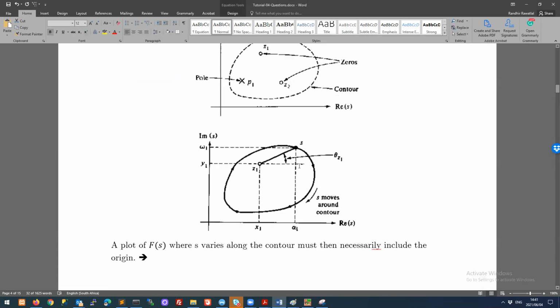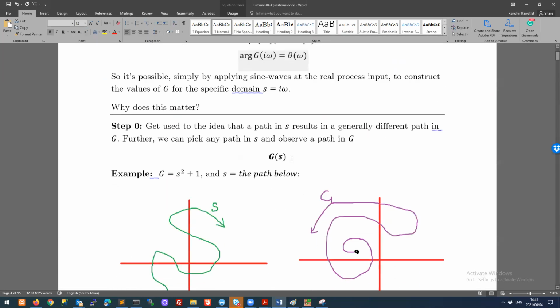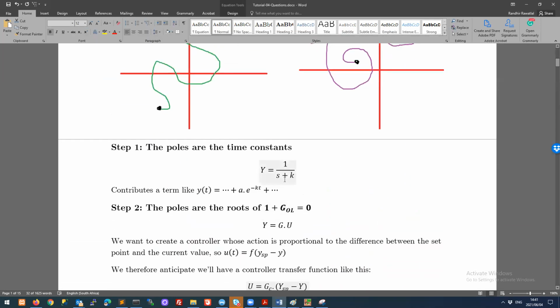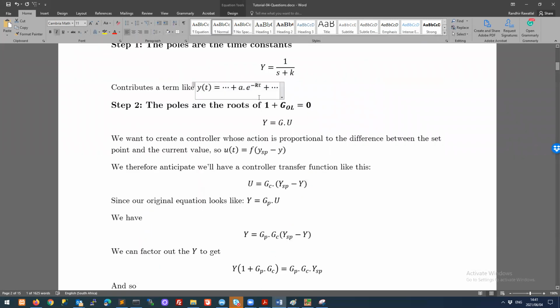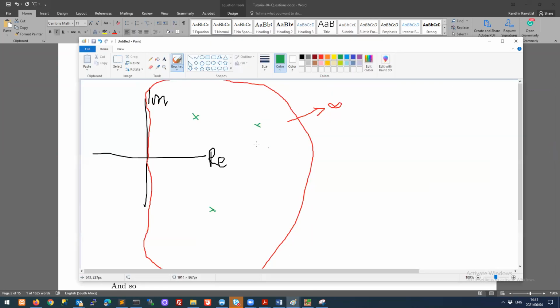And again, that all goes back to this, right? The pole of this function relates to the time constant. So if our time constant is ever a positive real number, then that means it's going to be unstable, because this term is going to become much too big. So we are worried about this happening, that we have poles here. Now, how do we use that principle of the argument to figure this out?